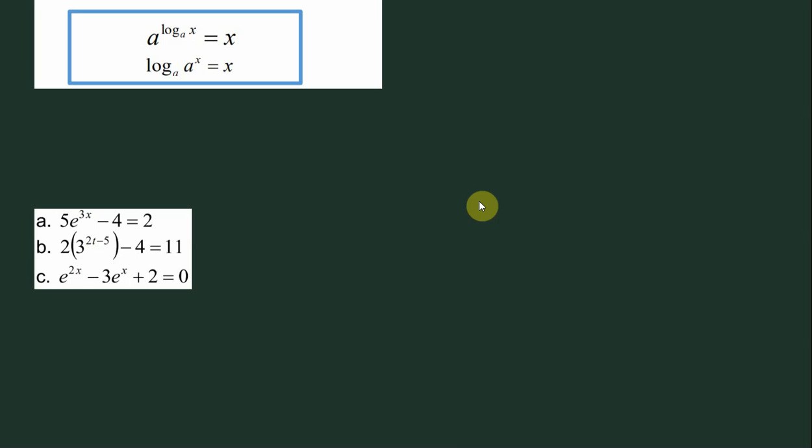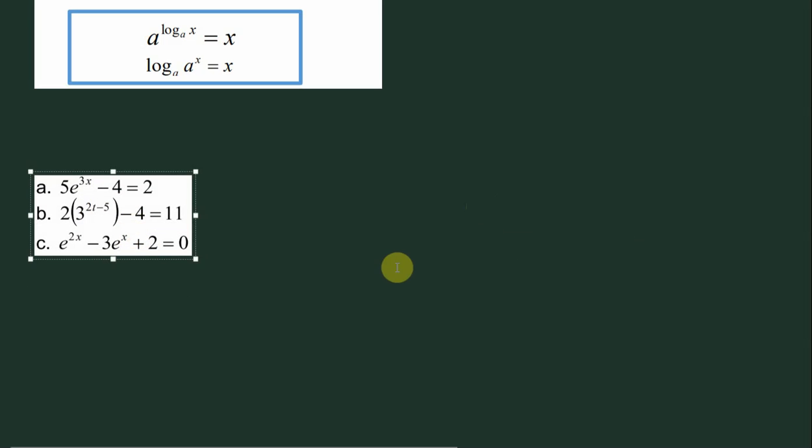So let's start with letter A. So these are exponential equations. So let's try to solve them. Okay, so let's start with the first one. So the first one, we have 5 e raised to 3x minus 4 is equal to 2.